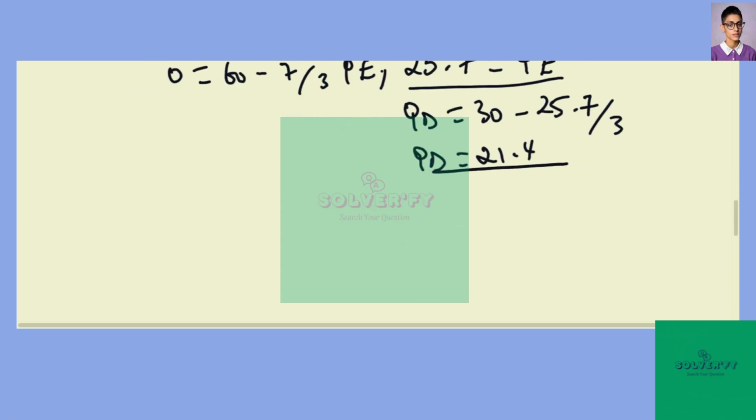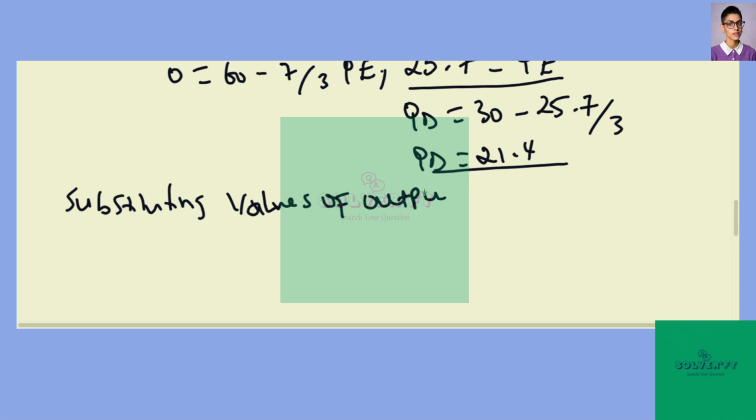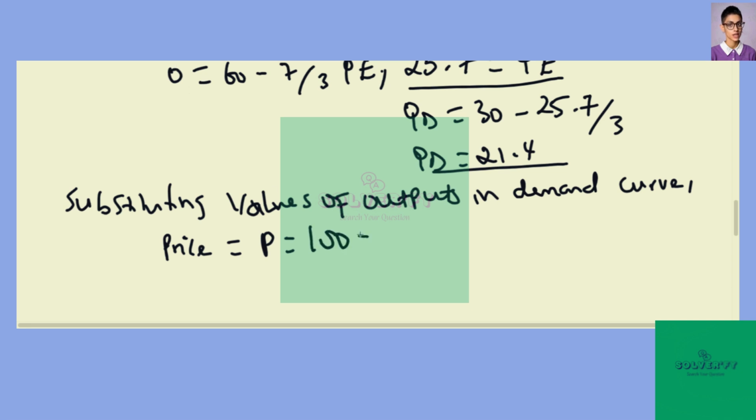So now substituting values of both the outputs in the demand curve, the price would be P equals 100 minus (25.7 plus 21.4), and then P equals 52.9.